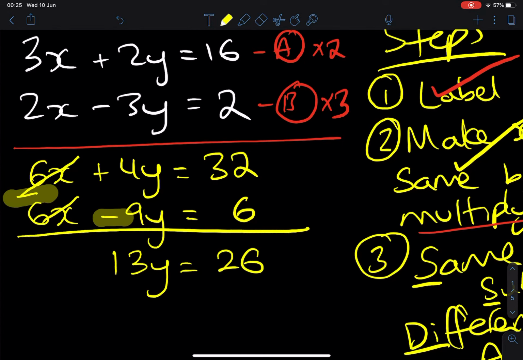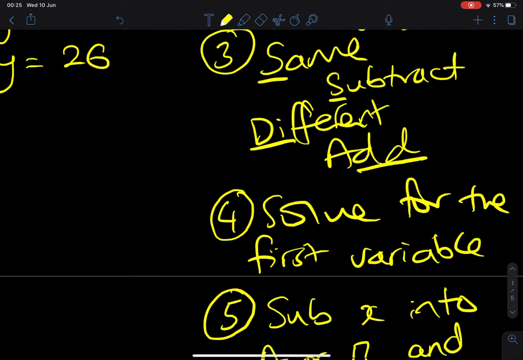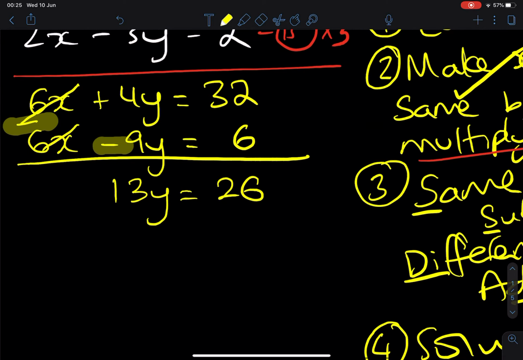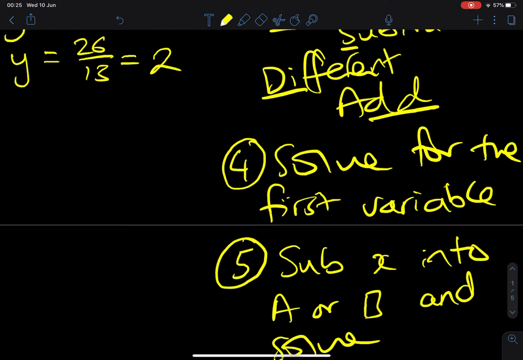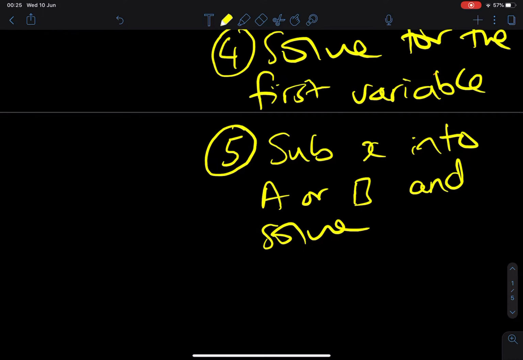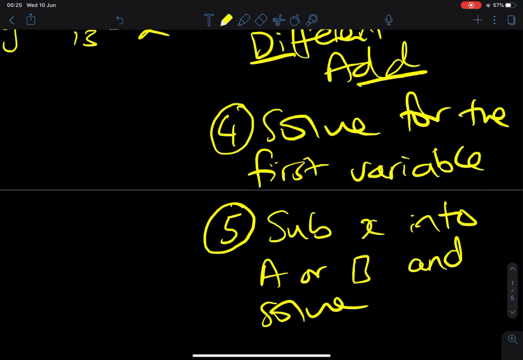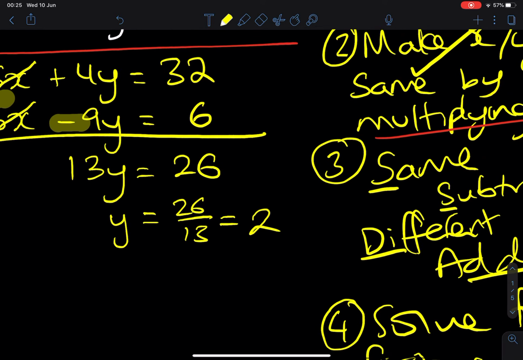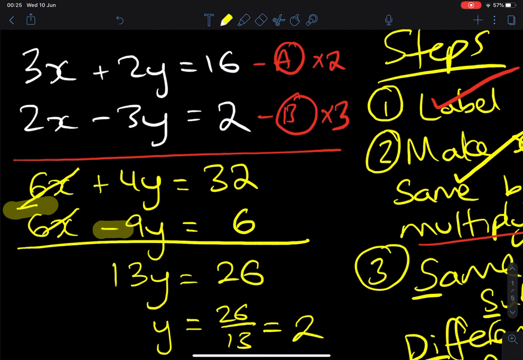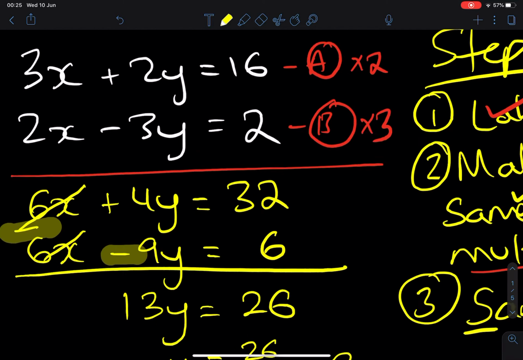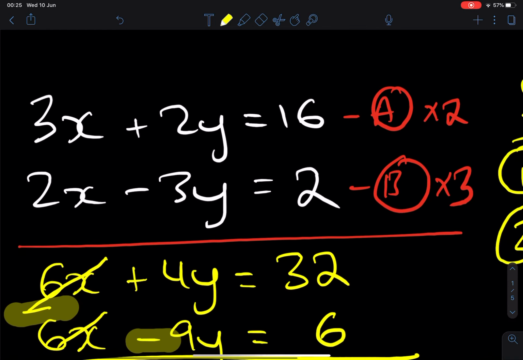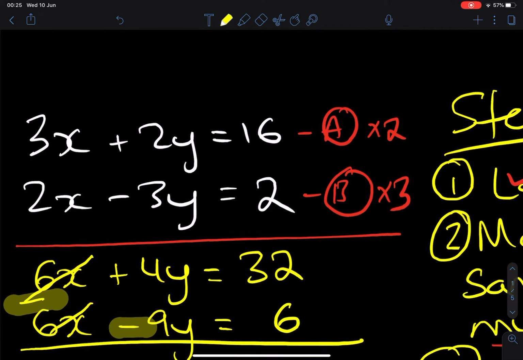And now I just solve for the first variable. In this case, y must be equal to 26 over 13, which is 2. My final step is I substitute what I've just worked out, in this case y, into A or B for the remaining variable. Which one do I substitute into? Whichever one's easiest. I would rather deal with positives instead of negatives, so I'll substitute into the first one.